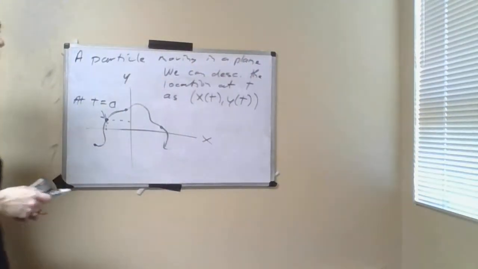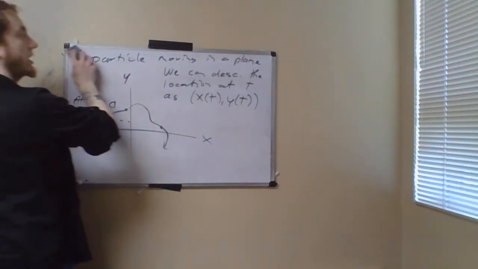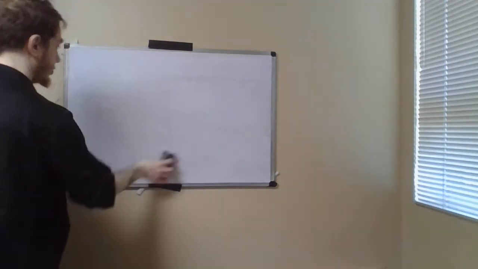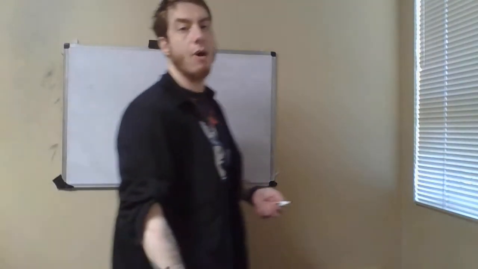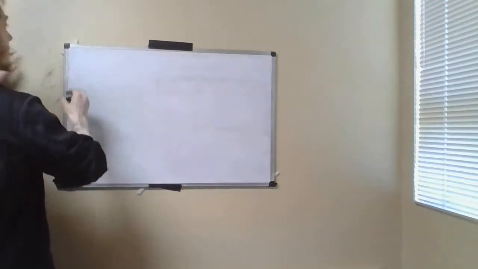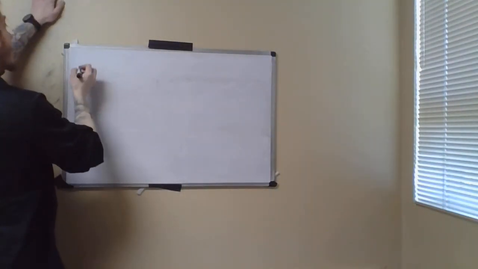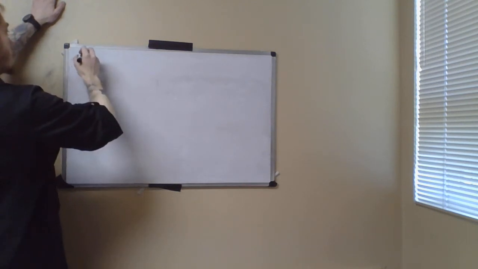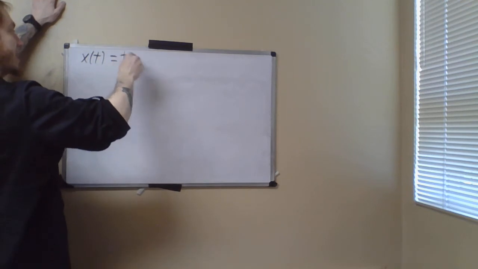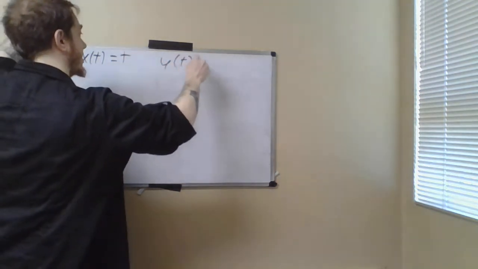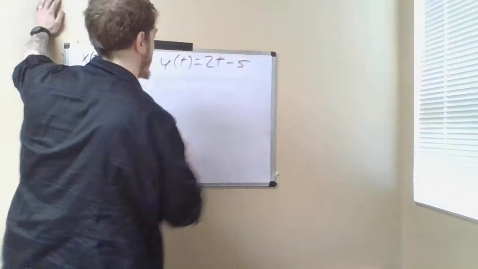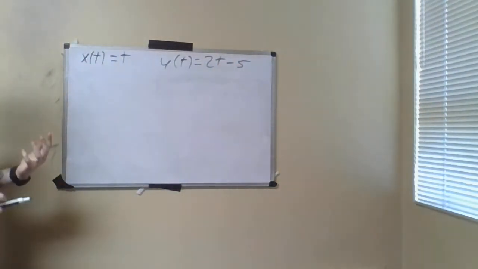Now, I want to show you some examples of using parametric equations to describe shapes in the plane that we already kind of know how to describe in other ways. So let me just start off by thinking about a line. And what if I gave you this sort of situation? What if I said, well, I'm going to set x of t is equal to t, and then y of t is going to be equal to 2t minus 5. What is this going to trace out in the plane?